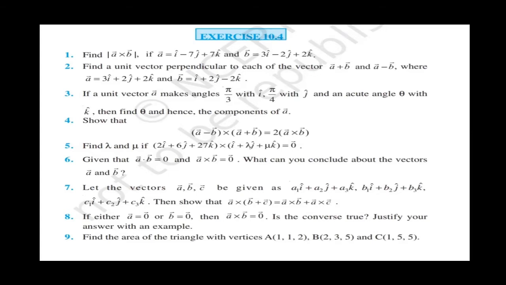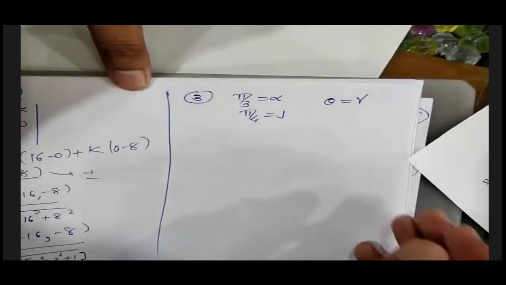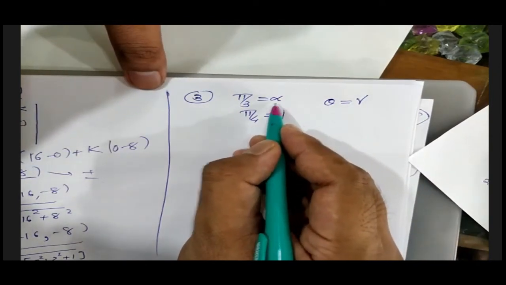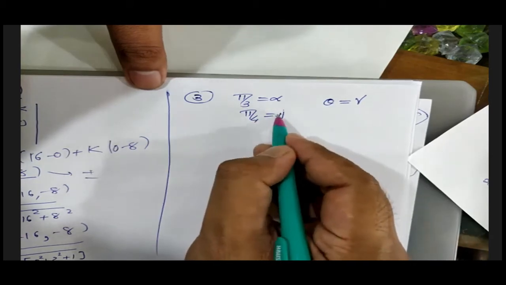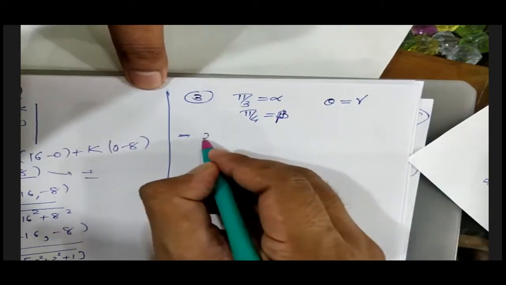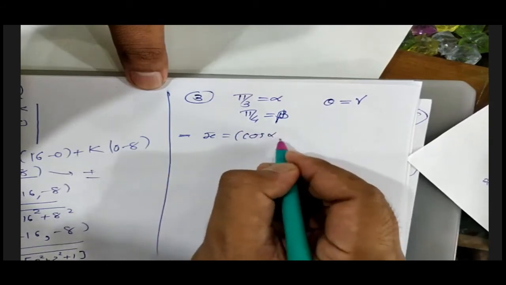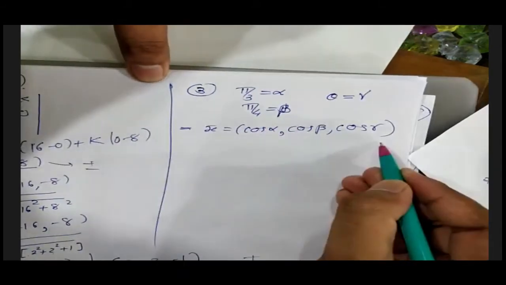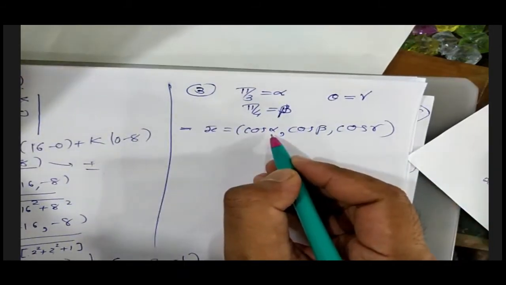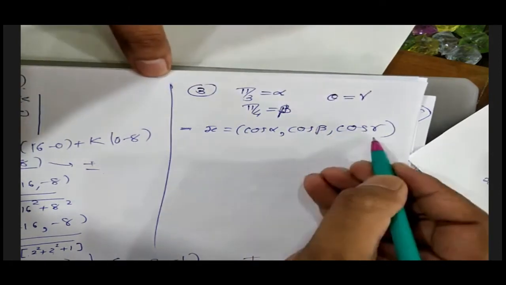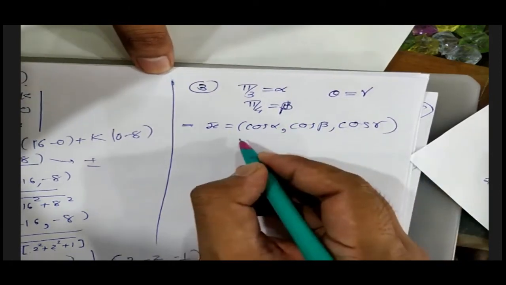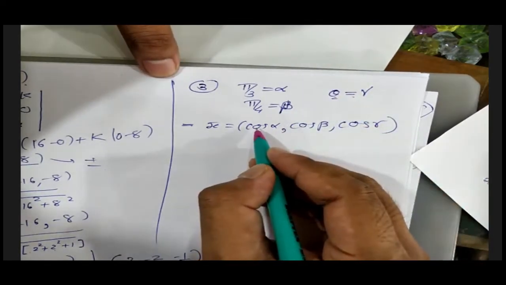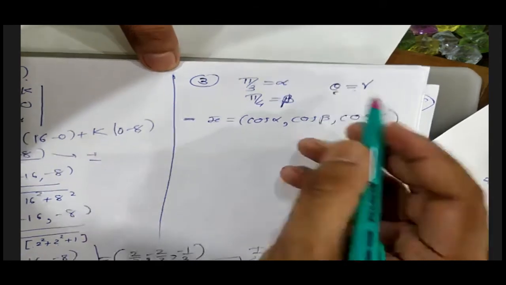See here. Angle with x axis is alpha, y axis beta, gamma. As we know, a bar is equal to cos alpha, cos beta, cos gamma, because this is a unit vector. Alpha is the angle with x axis, beta is the angle with y axis, gamma is with z axis. One value is unknown, theta. Cos pi by 4, cos pi by 3 are well known. One value, cos gamma, is unknown. So what should we do?